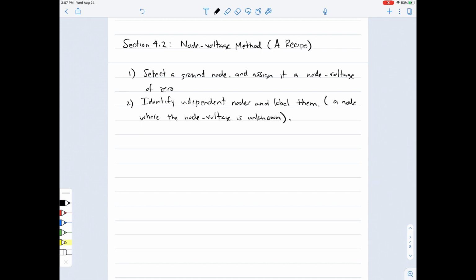And the way we're going to identify the independent nodes is very specifically by looking at all the voltage sources. So every essential node will be independent, right? And as soon as you start taking a look at the voltage sources, for each voltage source that you have, one of those nodes is going to be dependent. So the voltage sources will reduce the number of variables that you have within your system every single time by one.